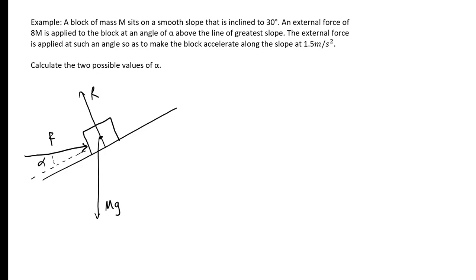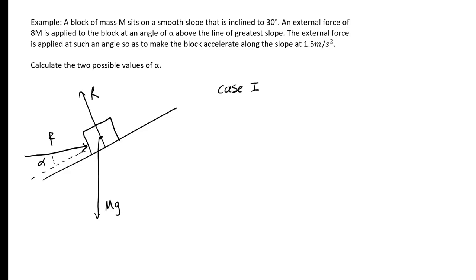We are told that this block accelerates but not the direction, so that will take some thought. And then the question itself is, calculate the two possible values of alpha. Before actually calculating them, we need to think about why there are two values. There are two angles because the force could be directed so as to accelerate the block up the slope or down the slope at 1.5 meters per second squared. So let's deal with this as if there are two cases.